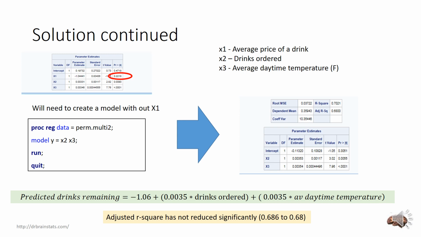If we looked into our results further, we notice that the variable x1, the average price of a drink, has a p-value greater than 0.05. This tells us that this variable is weak within the model, so we need to model again without the variable x1, which gives us our whole new model. And if you notice, by dropping this weak variable, the adjusted R squared has not reduced significantly either. It has gone from 0.68 to 0.68.